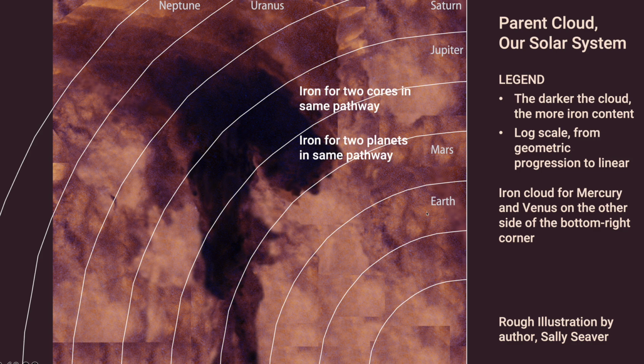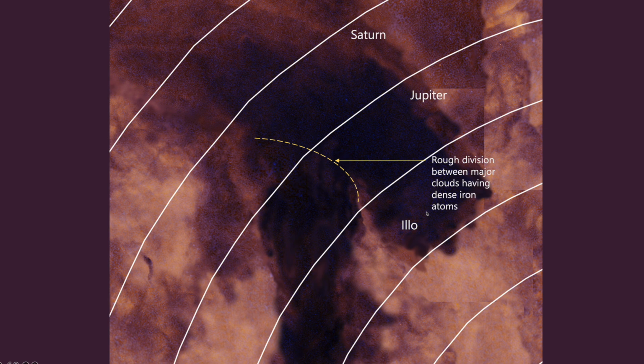And then in the next path, the iron clouds are spaced out. So this, in a more close-up view, the two clouds here get split to form the two cores of Jupiter, and then the planet Elo forms here, and later Smithereens forms and crashes into Elo.